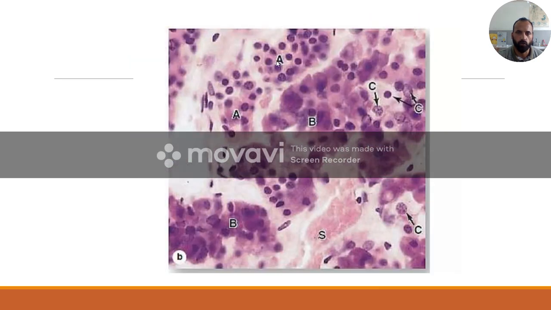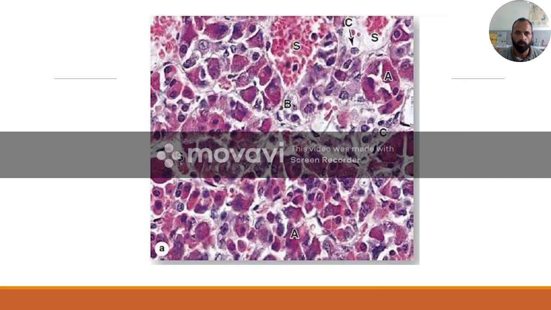Again, A is acidophil, B is basophil, C is chromophobe, the light stained cell, and S is the smooth muscle you can see here. Here again smooth muscle, here smooth muscle here. B is a basophil, A is the acidophil, C is the lightly stained chromophobe cell.